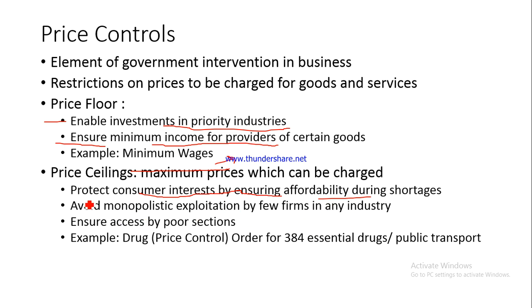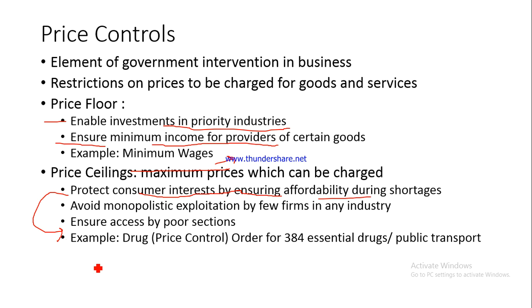Okay. Now let us discuss this point first, because this is a more connected one. Ensure access by poorer sections. I have discussed this particular example. If you keep a price ceiling, the product cannot be sold at more than that particular price. Naturally, the poor sections would be able to afford that particular product. However, if you allow the prices to be fixed by the market forces, then the prices may rise to any extent, and then the poor sections may not be able to afford.